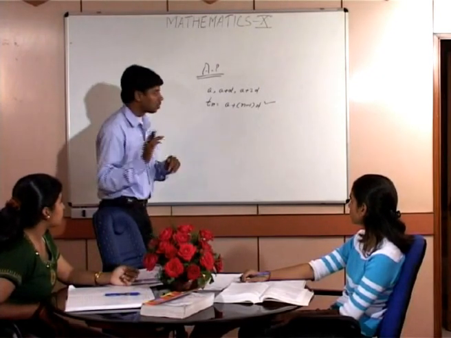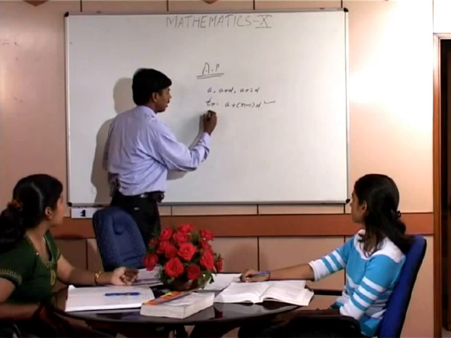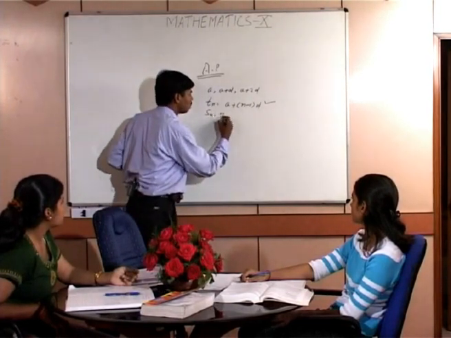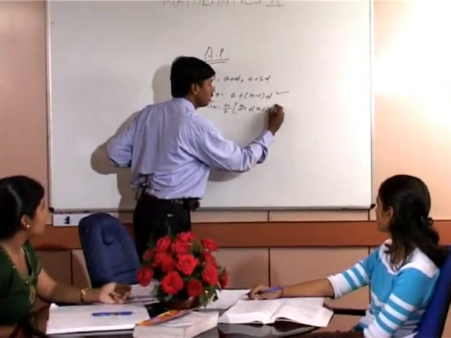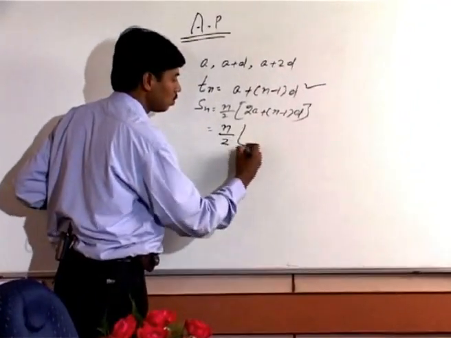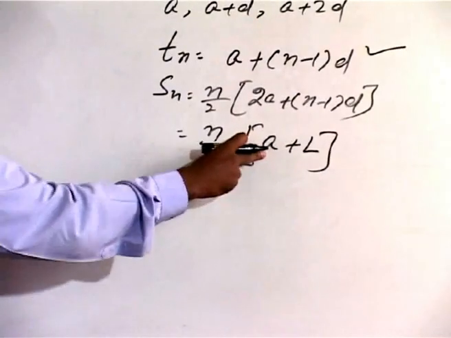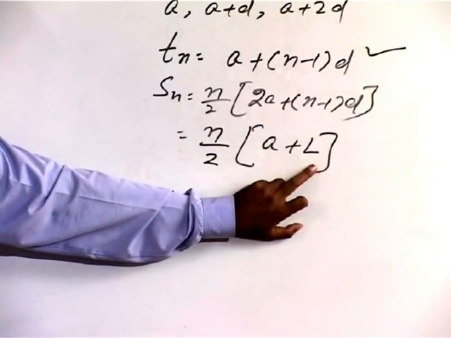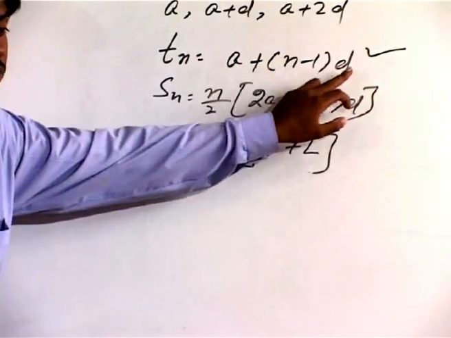Is that clear? Yes. The next formula is to find the sum of the series: Sn equals n by 2 into 2a plus n minus 1 into d. And the other formula for the same series is n by 2 into the first term plus the last term. A stands for the first term and L stands for the last term. The last term is Tn, which comes as a plus n minus 1 into d.